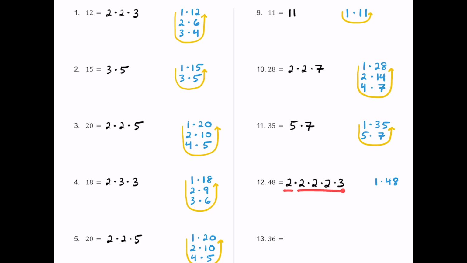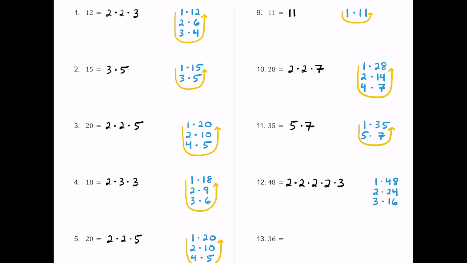But let's see, 2 times 2 is 4, times 2 is 8, times 3 is 24. Hopefully that makes sense. 2 times 24 is 48. There is a 3 on the list, so here's 3. So let's multiply the rest of these together here. So 2 times 2 is 4, 4 times 2 is 8, and 8 times 2 is 16. So it turns out that 3 times 16 is also 48.